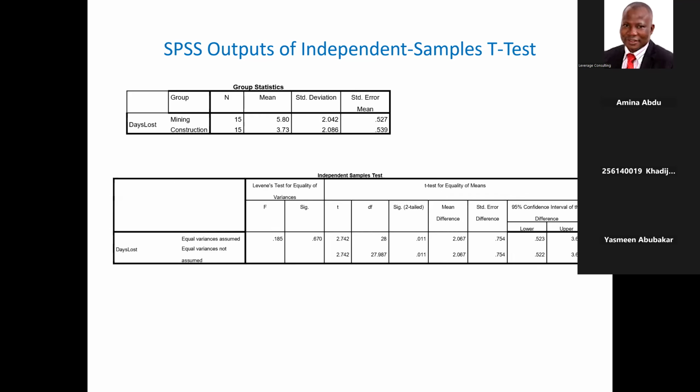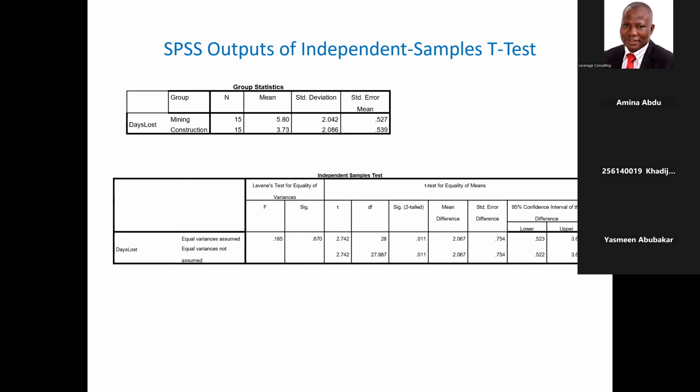So the degree of freedom is 28. You know that there are two groups, each of them 15, 15. So each of them, 15 minus 1, 14. When you add the two together, it gives you 28. Or you say n plus n minus 2: 15 plus 15, 30, minus 2 gives you 28. The degree of freedom is 28, so you remove one from each sample. So the p-value is 0.011, which is significant.